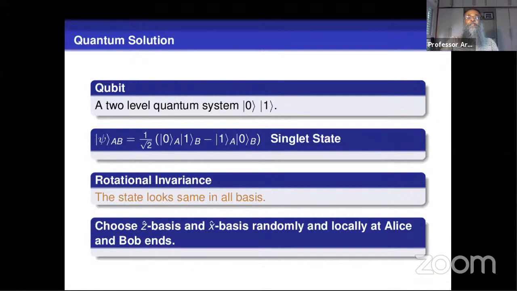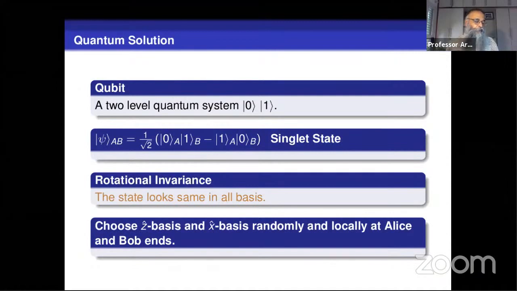So there are two bases they use. Sometimes they will make measurements along Z. Sometimes they will make measurements along X, randomly. And this randomness, where does it come from? They do a coin toss, an independent coin toss. Alice does coin tosses in her lab. Bob does coin tosses in his lab.